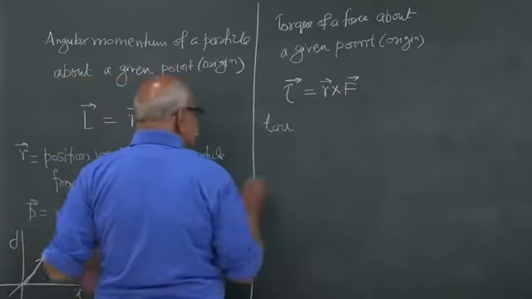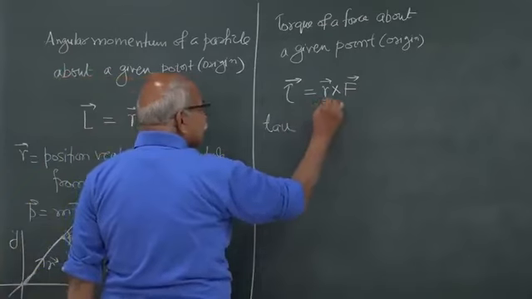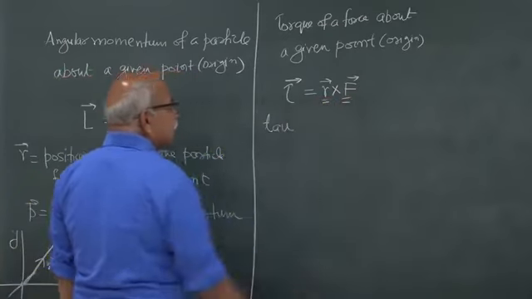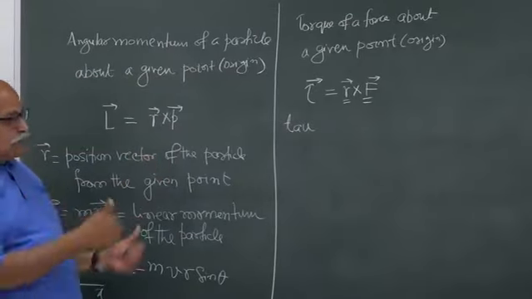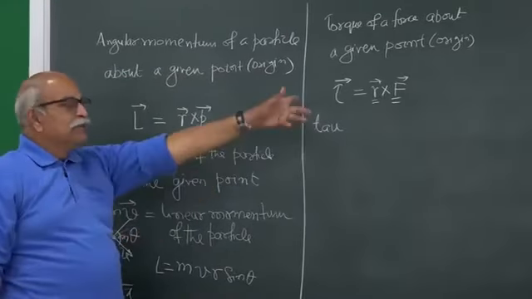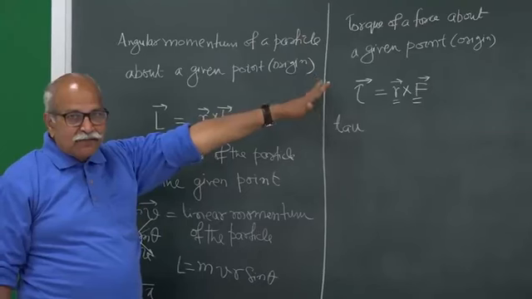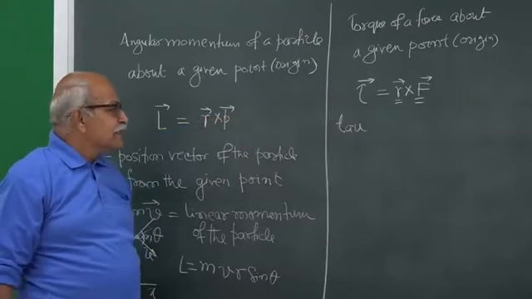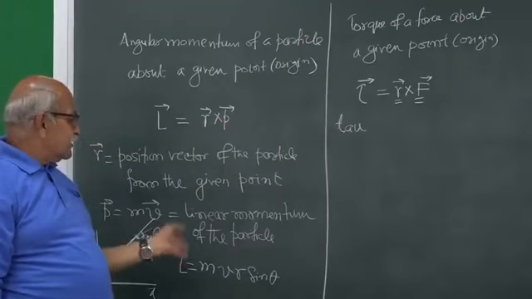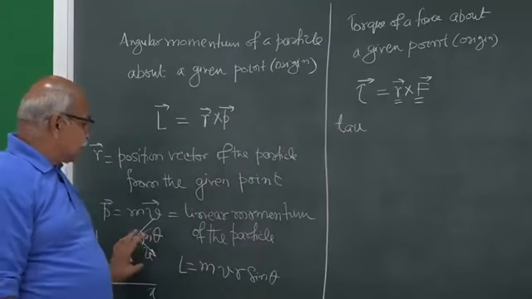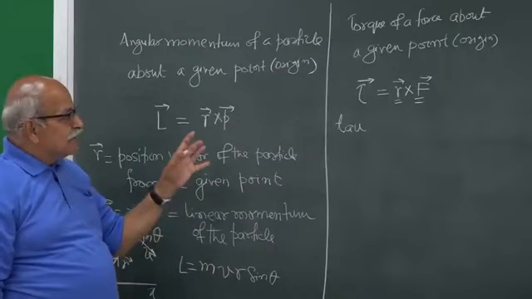Once again the similar story, it will be perpendicular to this r vector, it will be perpendicular to this F vector, and along that perpendicular, this side or that side will be decided by the rules of cross product. You know how to get the direction of this cross product, and the magnitude will be once again r times F times sin theta, similar picture here. So, that we define as torque.